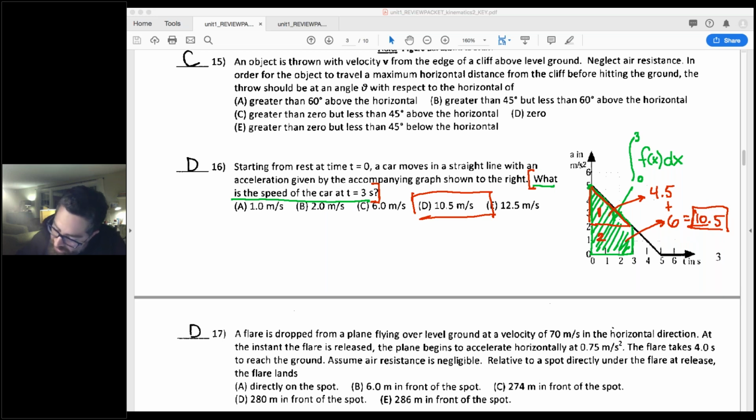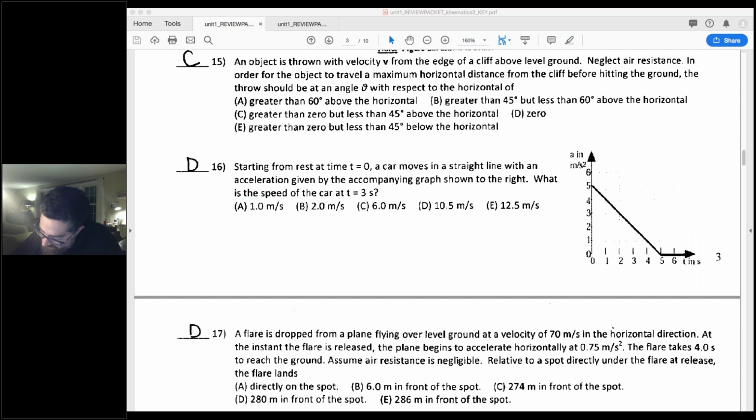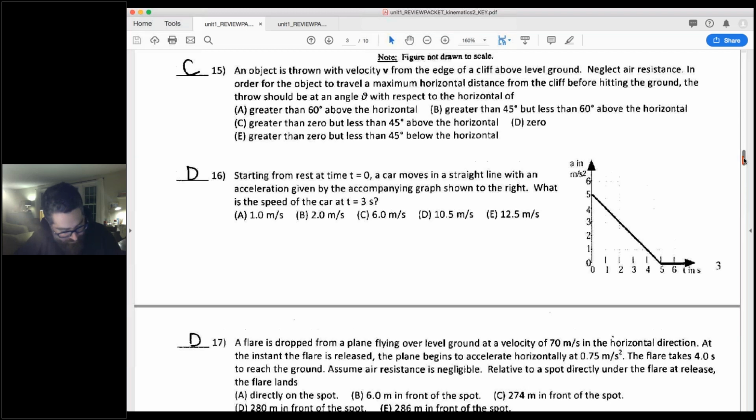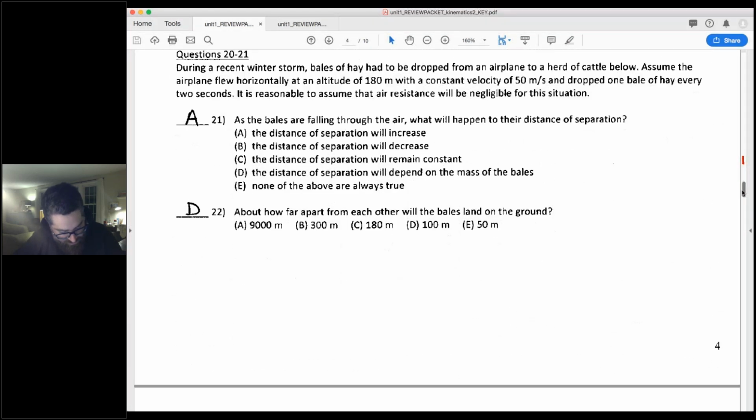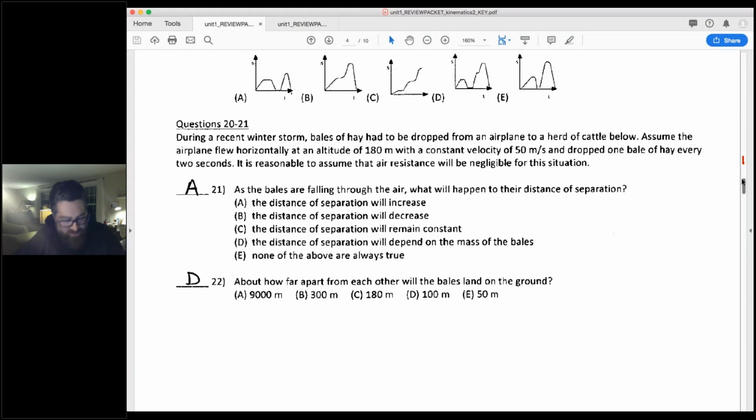Let's move on. Let me get rid of these things. The next question was on 22, and then there was also a question on 28. So let's take a look. Here's 22.